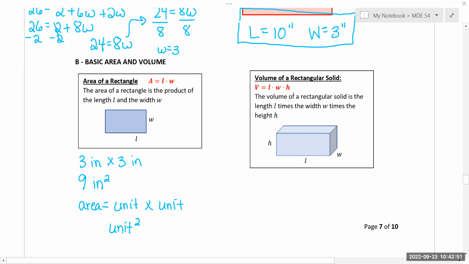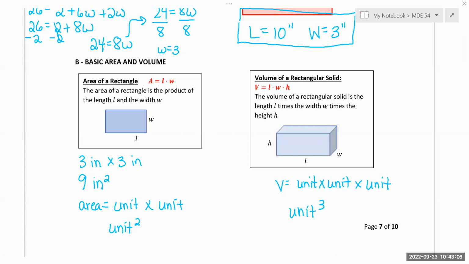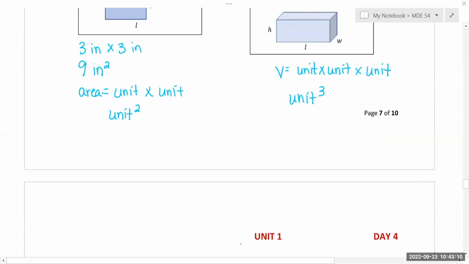For volume, it's going to be some type of unit times some type of unit times some type of unit: inches, inches, inches. So this is always going to have unit cubed. So just make that note that they're going to be inches squared and inches cubed.